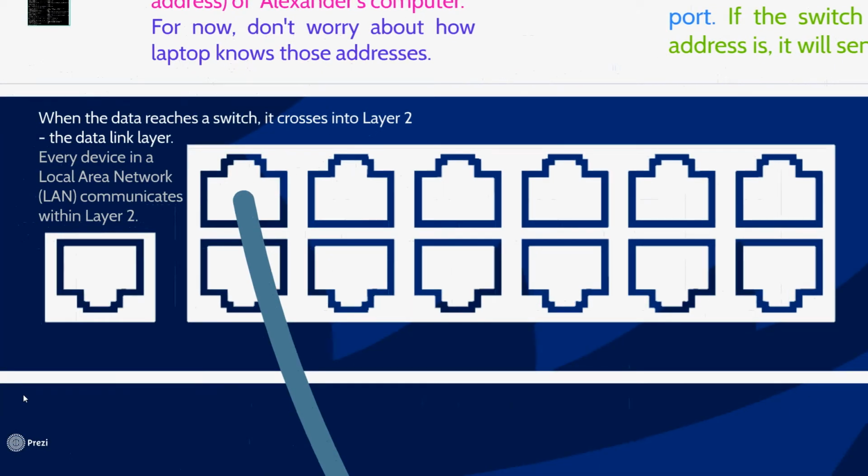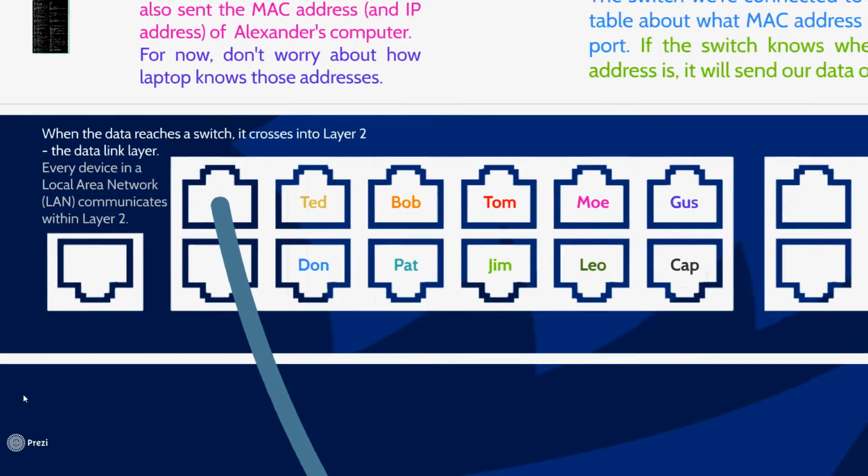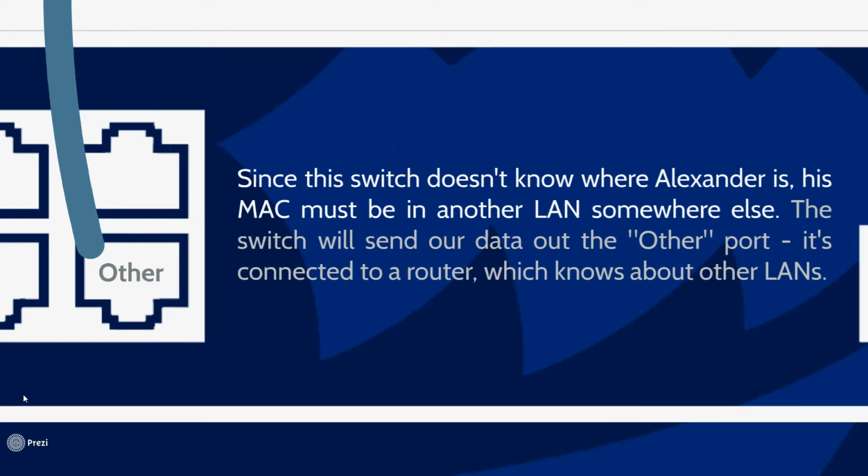So let's just see if we can find Alexander's MAC address. No, unfortunately not. It appears that this switch only knows about guys with 3-letter names, MAC addresses. So does that mean our data is not going to get to Alexander? Well, no, because we have another port, we'll call it other, that's connected to, in this case, a router.